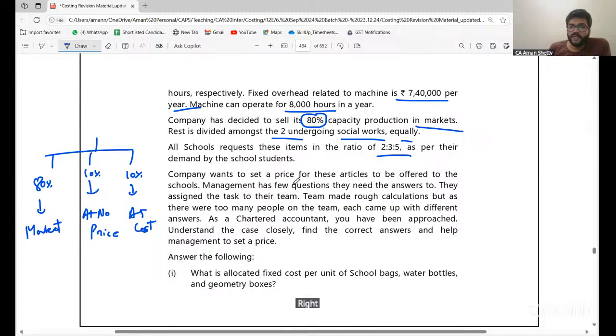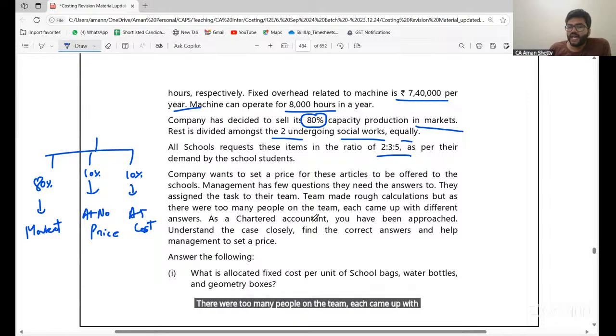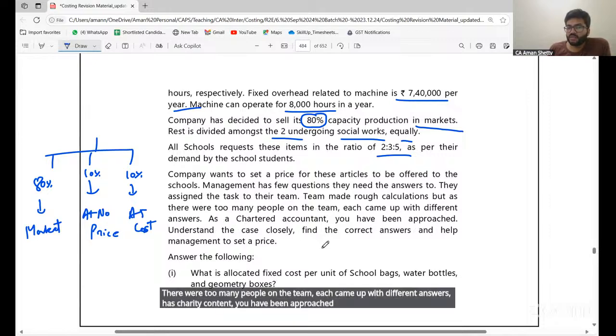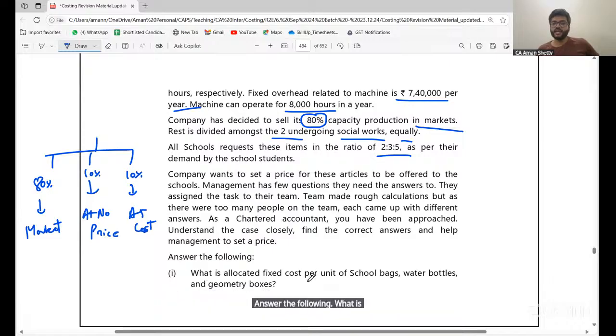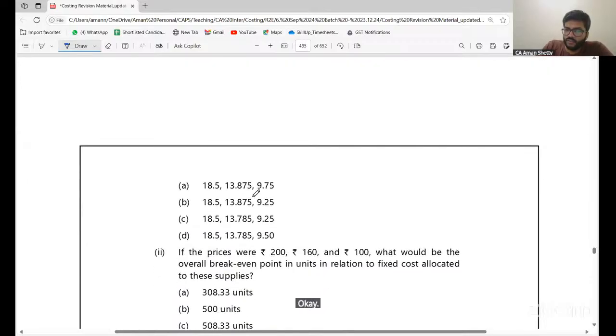Right? The company wants to set a price for these articles to be offered to the schools. Management has a few questions they need answers to. They assigned the task to their team. The team made rough calculations, but as there were too many people on the team, each came up with different answers. As a chartered accountant, you have been approached. Understand the case closely. Find the correct answers and help the management set a price. Answer the following. What is the allocated fixed cost per unit of school bags, water bottles, and geometry boxes? What is the allocated fixed cost? Then you have to calculate that.